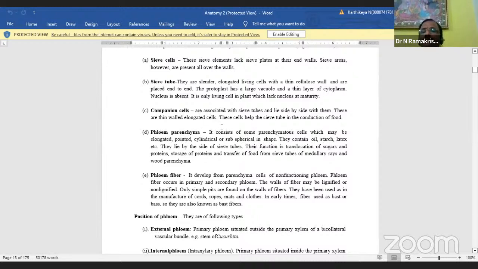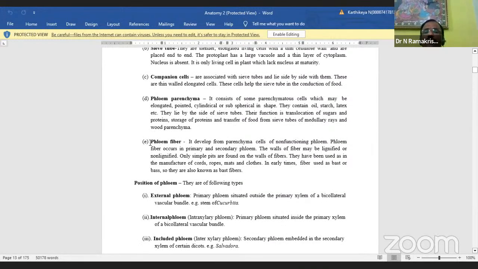All together we call this phloem parenchyma. What are the main functions of this? Translocation of sugars, protein storage, and transfer of food from the sieve tubes to the medullary rays. So that is often like wood parenchyma. We call this phloem parenchyma.